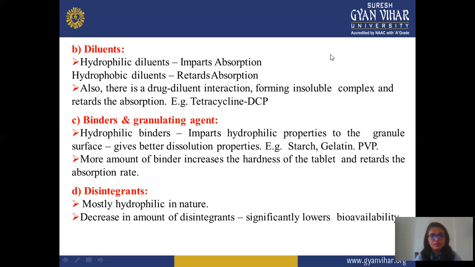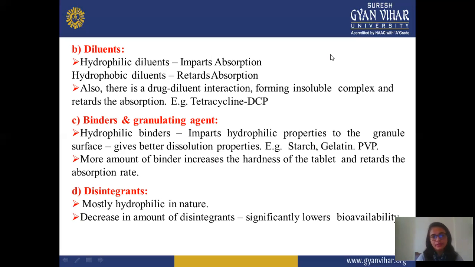And the examples of this hydrophilic binder are mainly starch and PVP, and starch is mainly used in large amounts in your tablet. Next, more amount of binder increases the hardness of the tablet and retards the absorption rate. If you use more binder, there is a chance it shows more hardness and does not have a good absorption rate, because the more binder you use, the harder the tablet becomes and it does not break easily. Due to this hardness, it does not absorb easily and shows some problems.